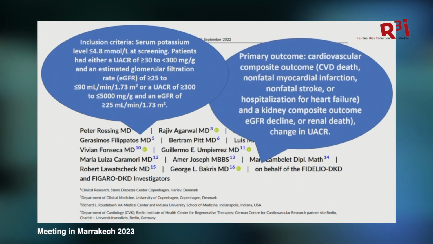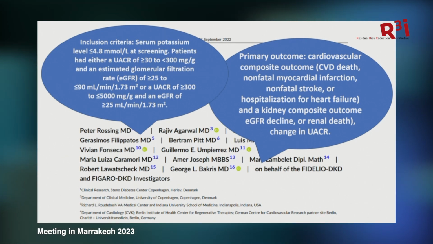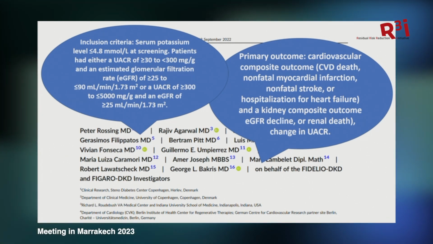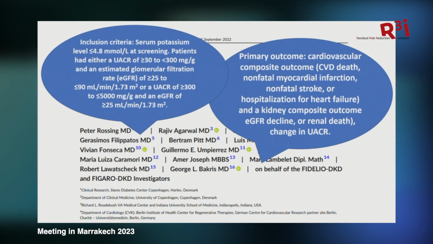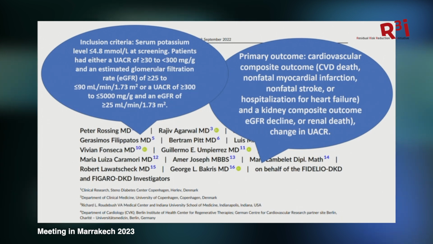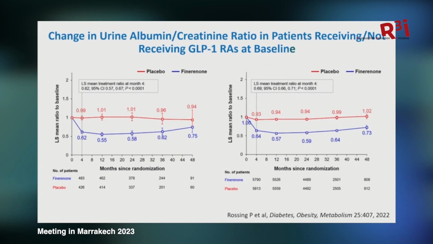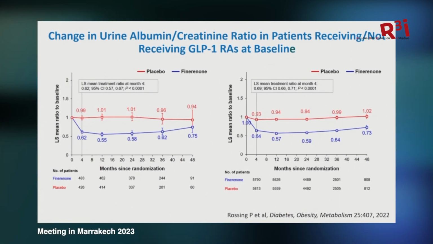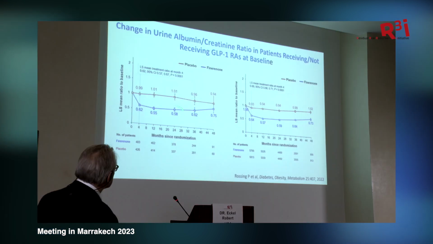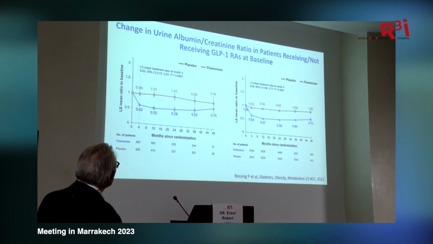And the primary outcome is a cardiovascular disease composite outcome: CVD death, MI, stroke, or hospitalization for heart failure. And of course, we're interested here in the kidney outcome, which is an EGFR decline or renal death, a composite outcome, or a change in UACR. So here are the data for finerenone. Christoph, I think, showed these same data yesterday, I guess it was now.